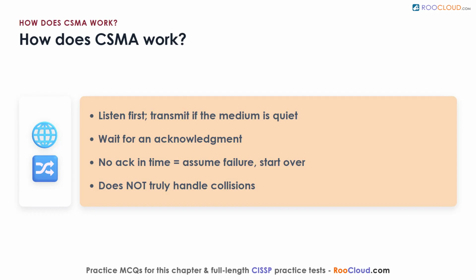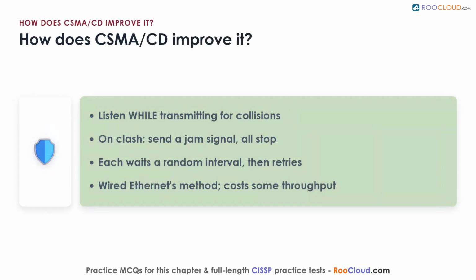If no acknowledgement arrives within a timeout, it assumes the message failed and starts the whole process over. The catch is that this basic form does not actually handle collisions. It only notices failure after the fact, when the acknowledgement never comes, and then tries again. Picture someone who listens for a pause in conversation, jumps in, and only realizes they were talked over when no one responds. How does collision detection improve on that?